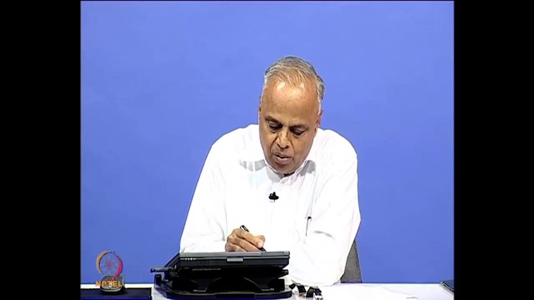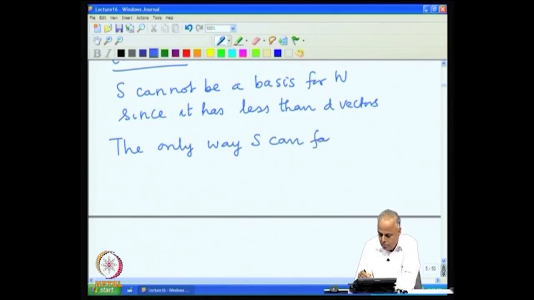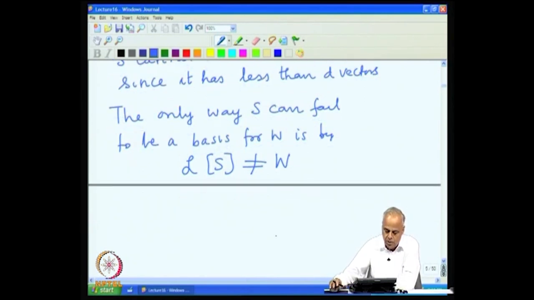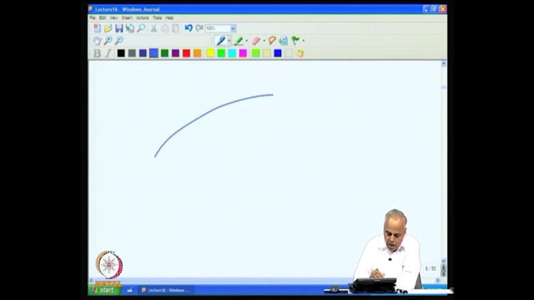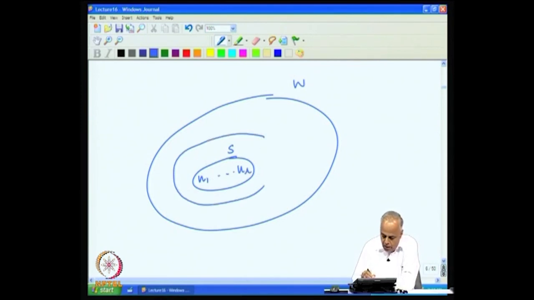So, the only way S can fail to be a basis for W is by LS being not equal to W. So, what does it mean? We have W, in that we have S which consists of U1, U2, UR, and then we look at LS.